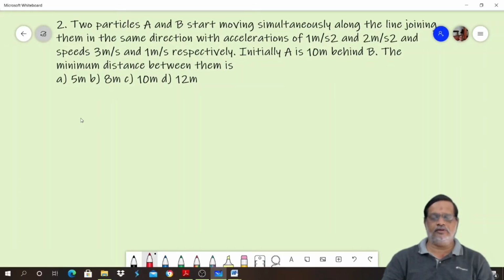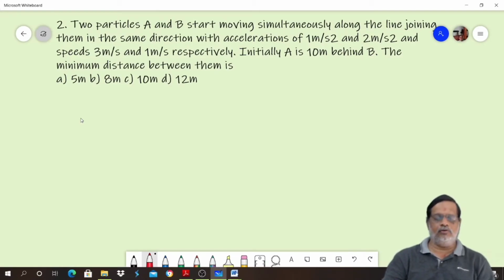Two particles A and B start moving simultaneously along the line joining them in the same direction with accelerations of 1 meter per second square and 2 meter per second square, and speeds of 3 meter per second and 1 meter per second respectively. Initially A is 10 meter behind B. The minimum distance between them is?